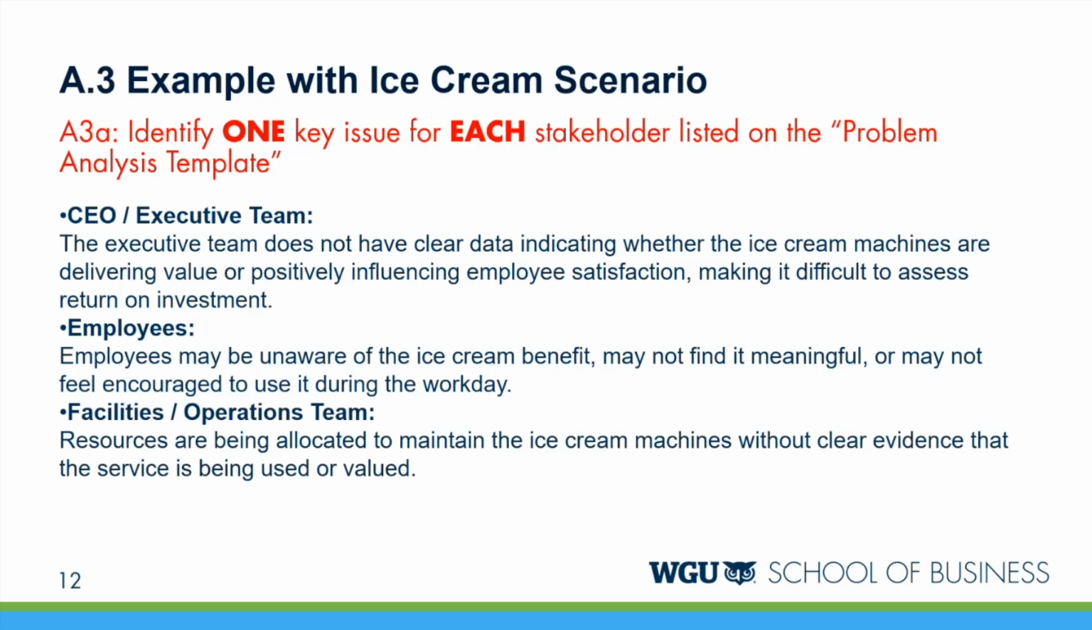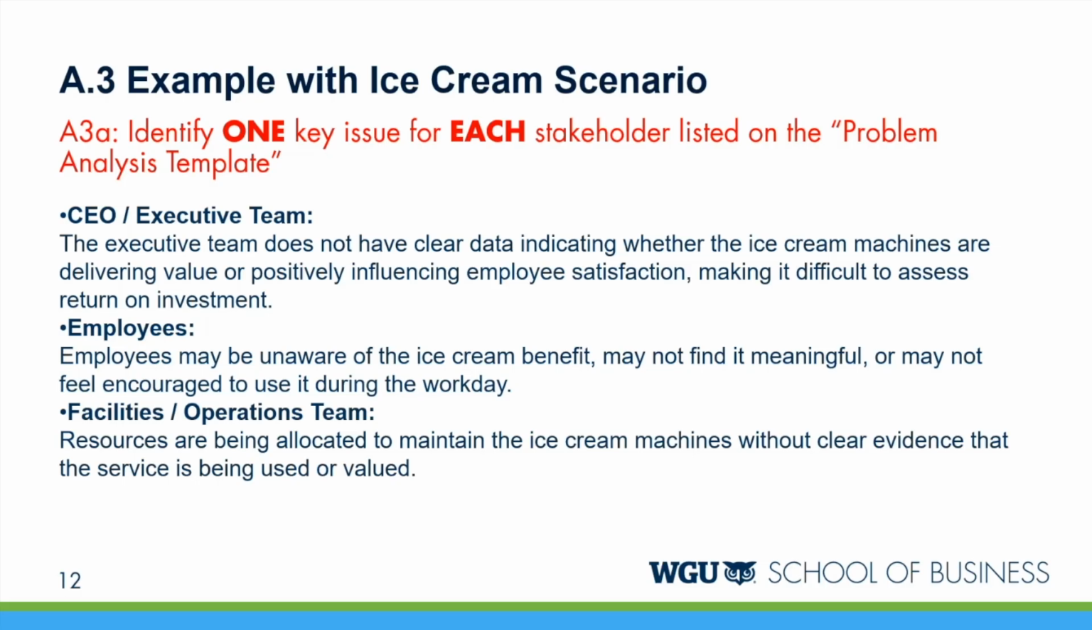Okay, so we are going to focus on these 3 different stakeholders: the CEO, the employees, and then the facility, the operations team. So here's the issue for each of them. The CEO, the executive team, does not have clear data indicating whether the ice cream machines are delivering value or positively influencing employee satisfaction, making it difficult to assess return on investment.